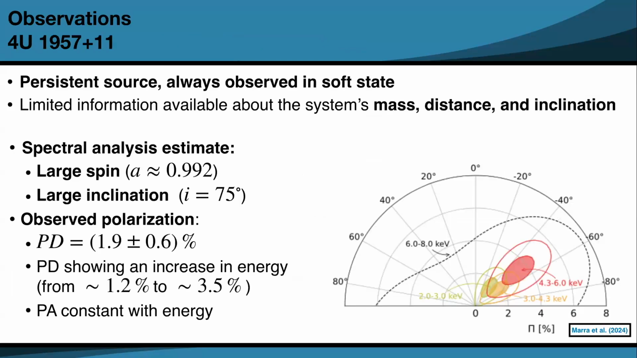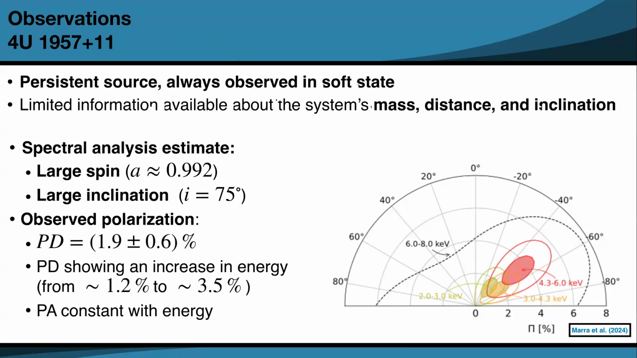The first one to be observed was 4U 1957, which was observed in May of last year. This is a persistent source, which is quite peculiar because it never went into quiescence. So basically, it's always active. And because of this, we actually have very limited information on its mass, distance, and inclination. We have some estimates from the analysis of the X-ray emission. So we expect this source to have a large spin and large inclination.